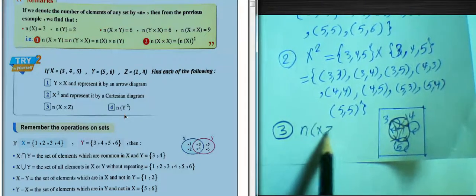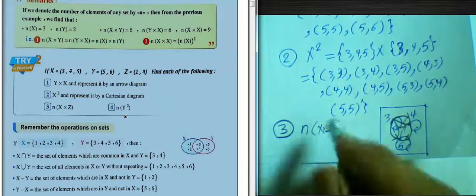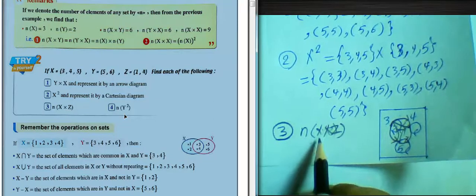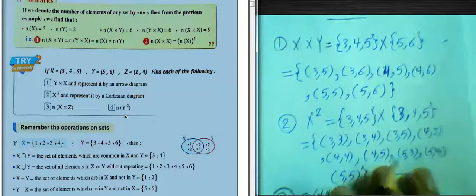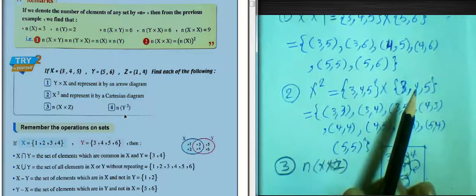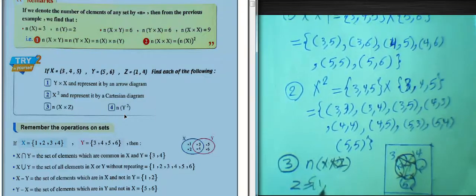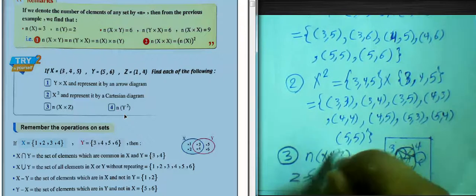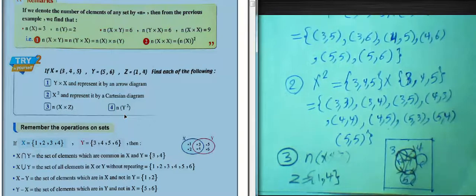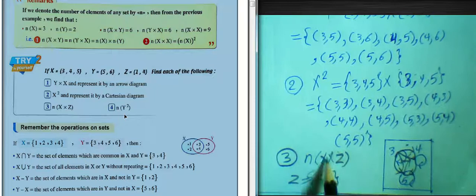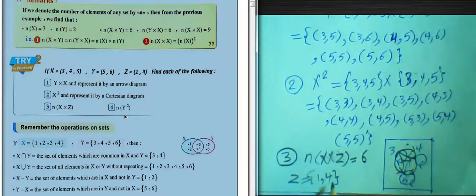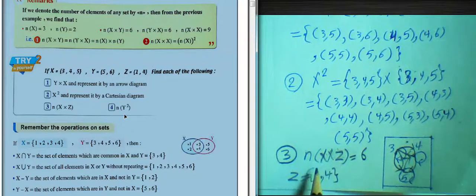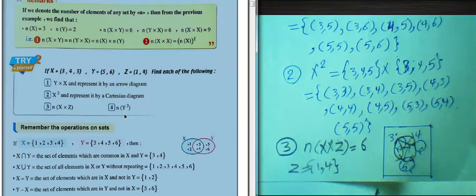Number of x product z. Who can solve it? You can find all elements in x and we can count it. Look at with me. X has 3 elements, 1, 2, 3. And z equals 1 and 4, so the number of elements of z is 2 elements. So the number of x product z equals the number of elements of x times the number of elements of z, 3 times 2 equals 6. It's easy for you. For the Cartesian product of x and z, we have 6 ordered pairs.